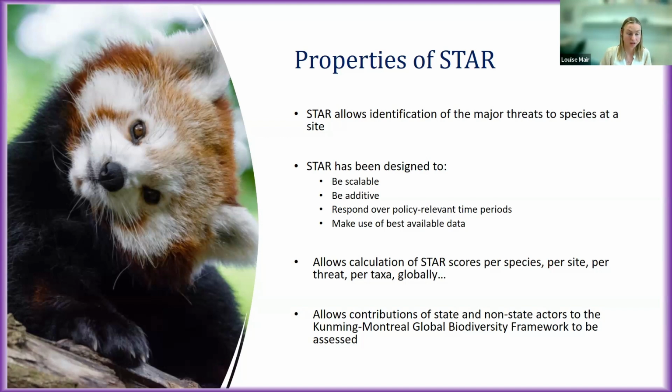STAR allows you to calculate scores in a lot of different ways. You can break down and add up scores in a lot of different ways. You can get a score per species, per site, for a particular threat, for an entire taxonomic group, all the way up to globally. It gives you a lot of different dimensions. And all of this allows contributions from state and non-state actors towards the GBF to be assessed. It's a framework that should work for any actor.